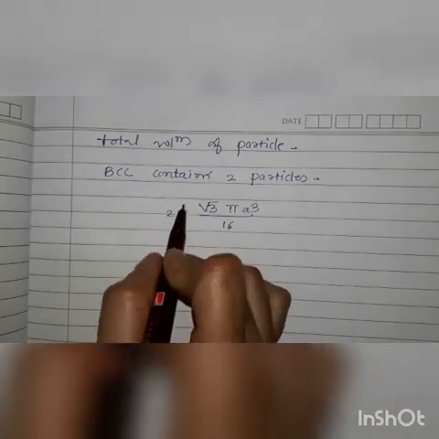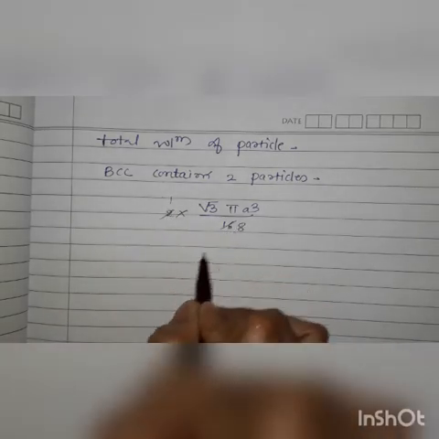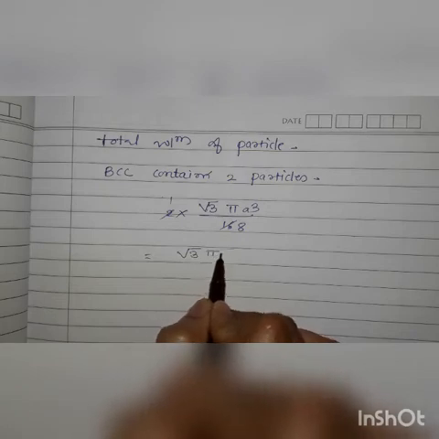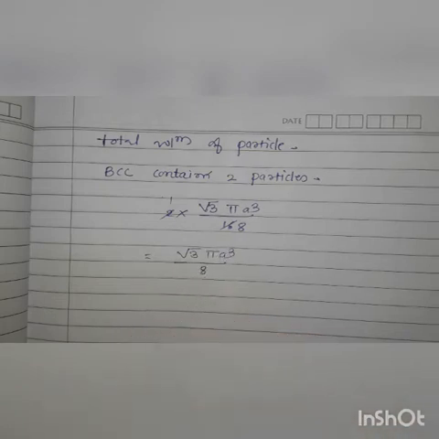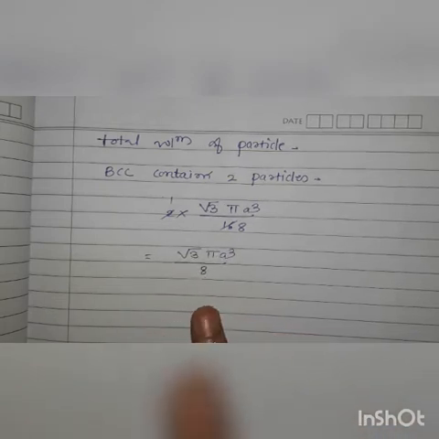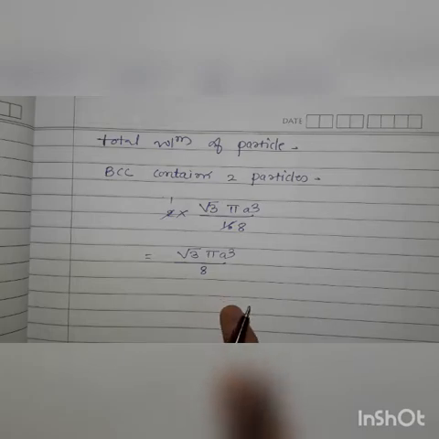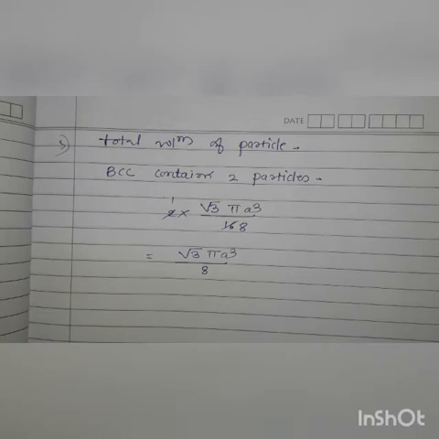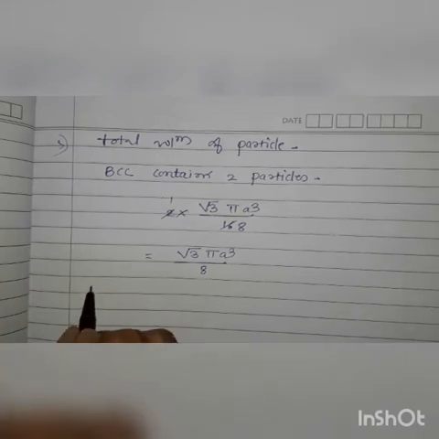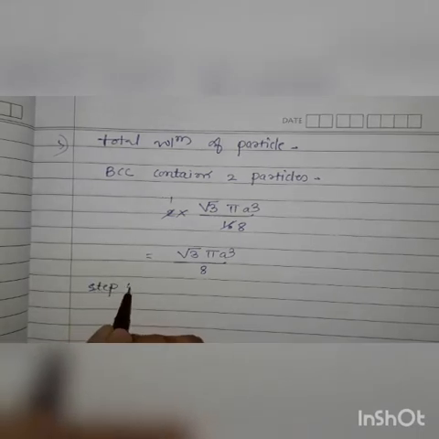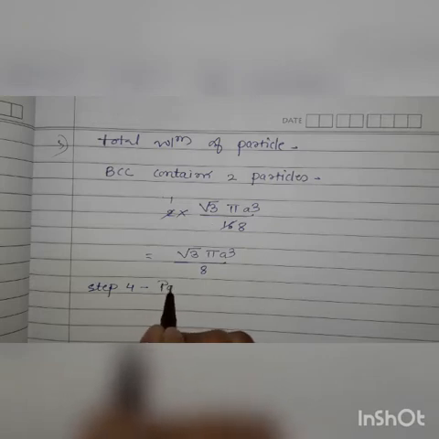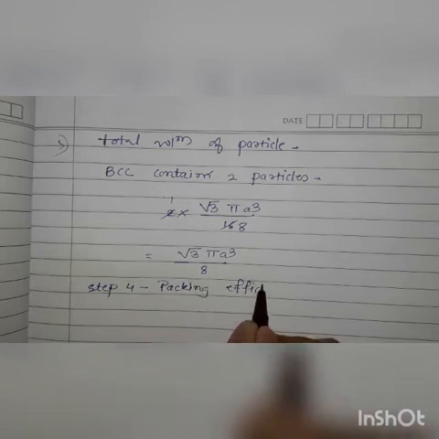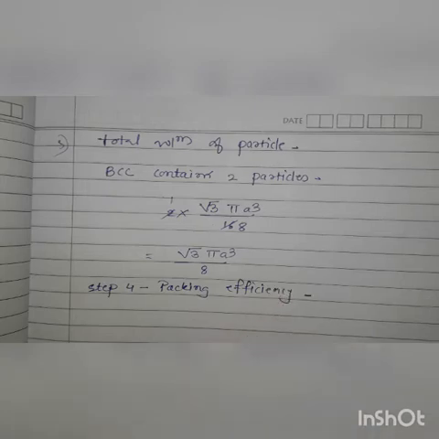So let us solve this. 2 ones are 2 and 2 8s are 16. So it will be root 3 pi a cube divided by 8. Understand, this is the total volume of particle, and this is step number 3. Now let us see step number 4, and step number 4 is finally packing efficiency. So let us solve it.